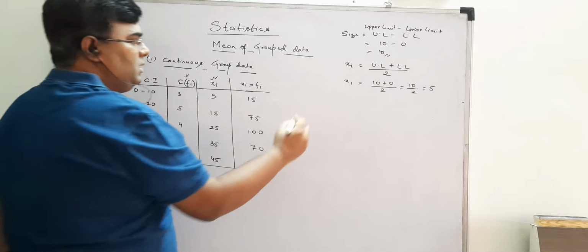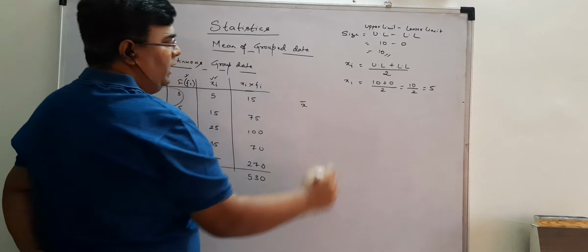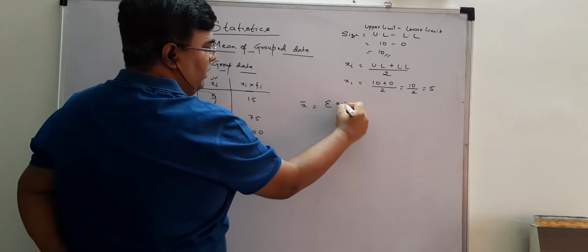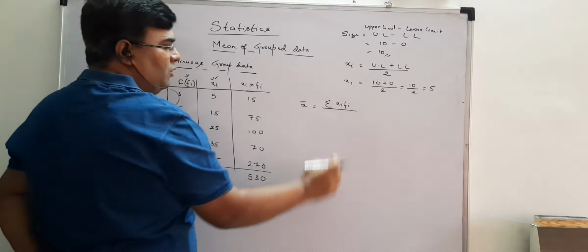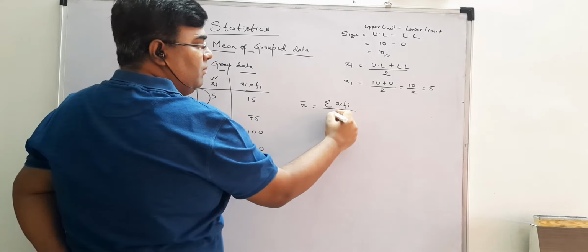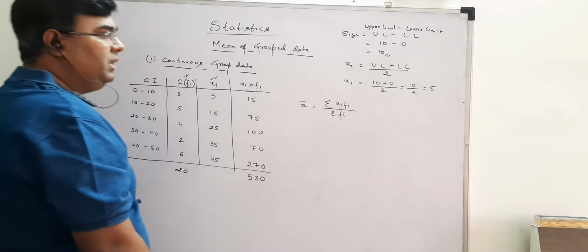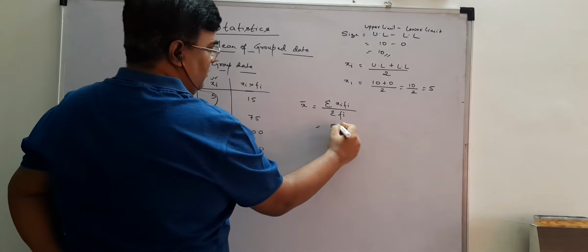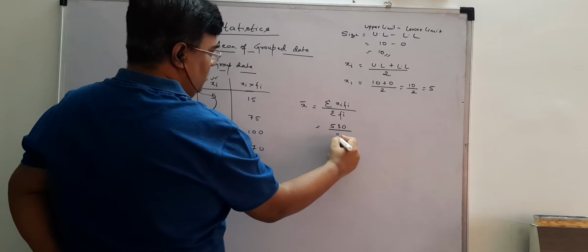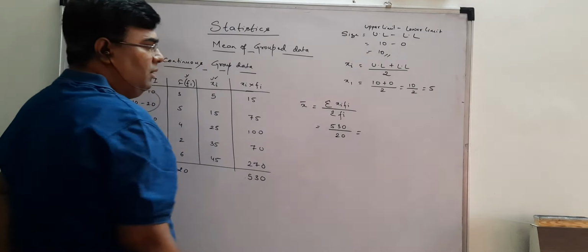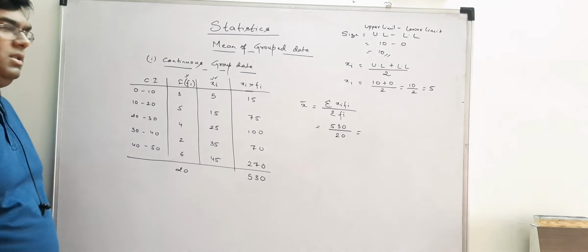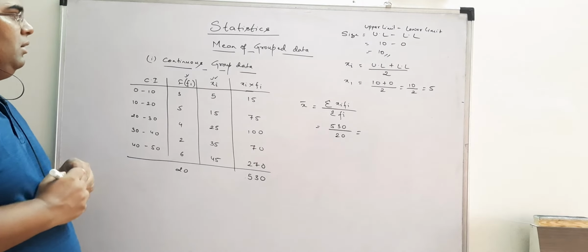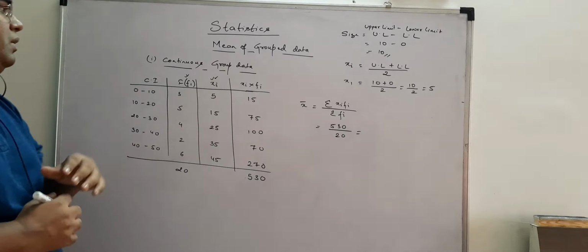Okay, now my formula: mean is denoted by x bar. My formula is sum of xi fi upon sum of fi. This symbol is also called sigma. So the formula is sigma xi fi upon sigma fi, which is 530 upon 20, whatever be the value. It may come in decimals, it's okay. Easy. So this is how we calculate the mean of continuous grouped data.